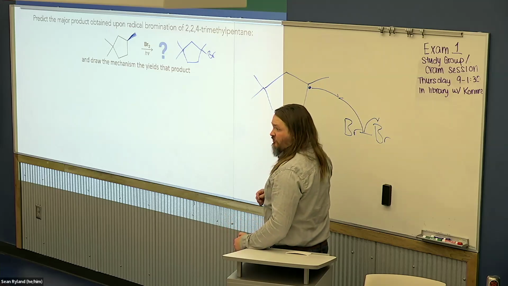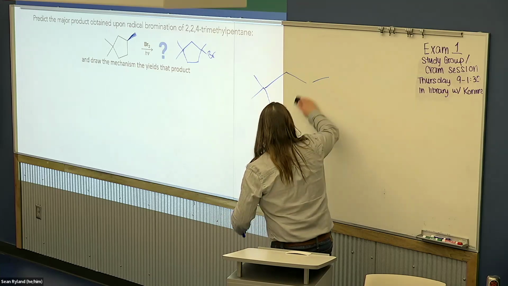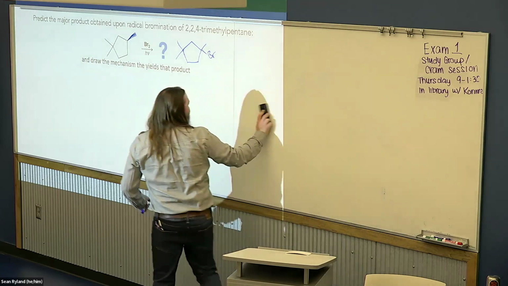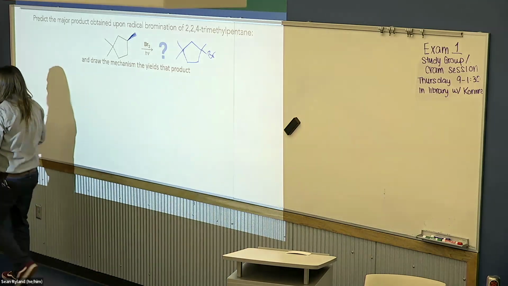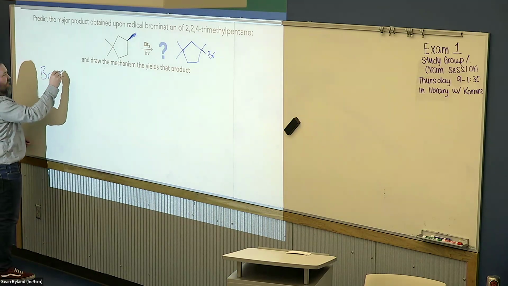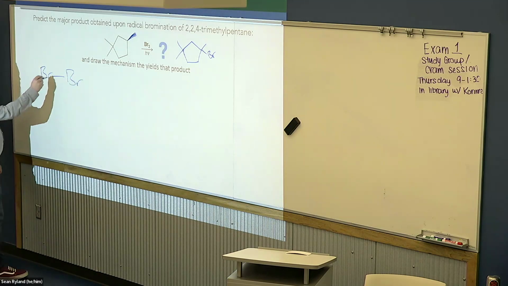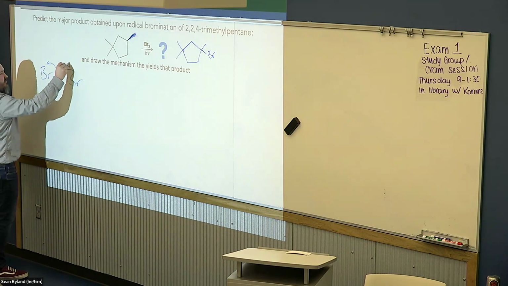Let's start with the initiation. What would the initiation step look like for this mechanism? Thanks for the setup, the segue. I did, yeah. So what does the initiation look like? The bromine splits. Bromine splits. And how do we draw those arrows? Single barbed arrow, one each direction.